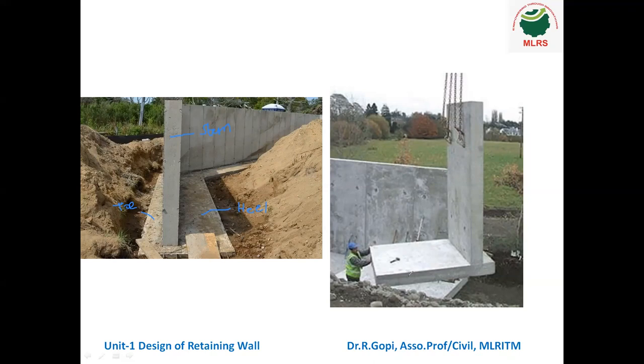Here you can see a precast cantilever type retaining wall. It is made in a prefabrication factory. After that they bring it to the site location, erect it and place it in the corresponding places. This is called a precast cantilever type retaining wall. In our first unit we have to study the design of the stem, design of heel and design of toe. This is our first unit for cantilever type as well as counterfort type retaining wall.